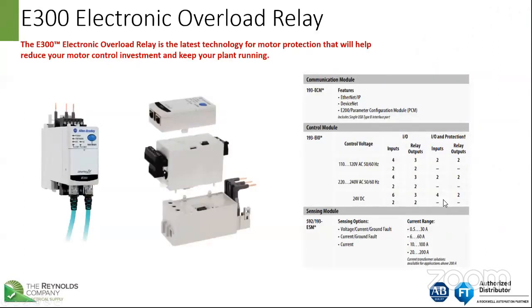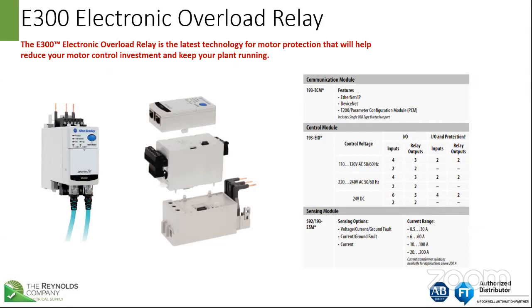So the E300 has a modular design for application customization with various sensing, control, and communication module options. You can see on the right the chart, it shows you the communication modules, Ethernet, DeviceNet, and then we've recently come out with the E200 PCM, which sits on the top of it, the same two control modules and sensing modules. It just does not have communications for it.